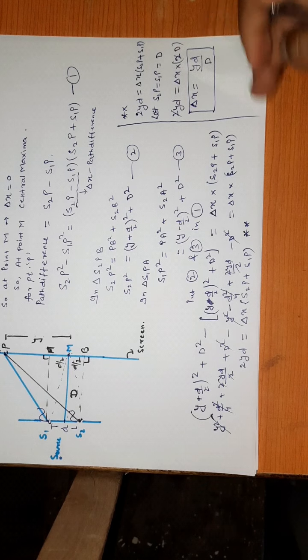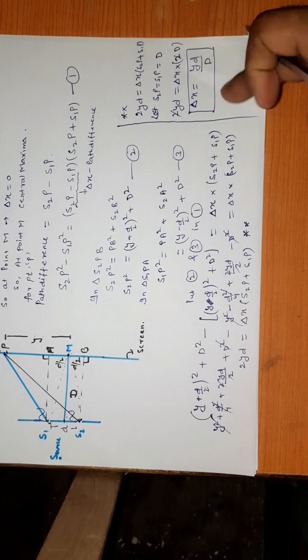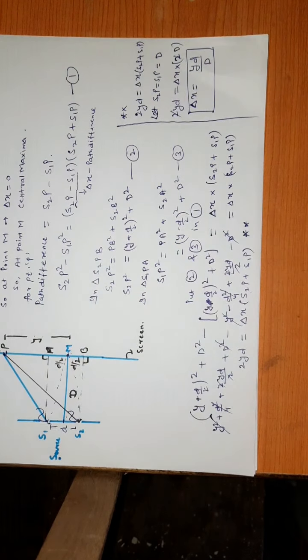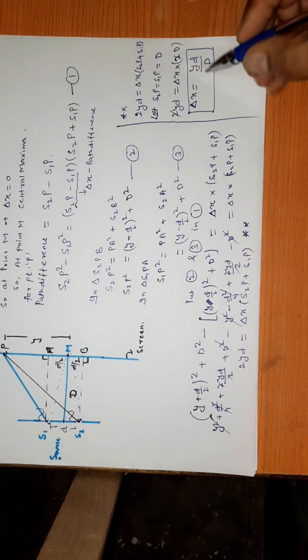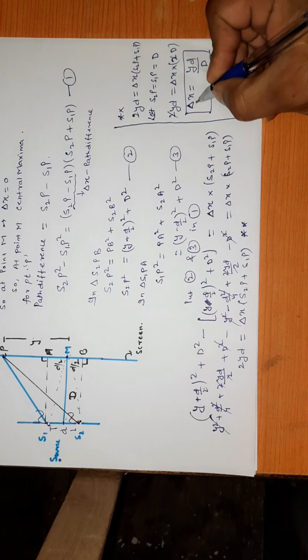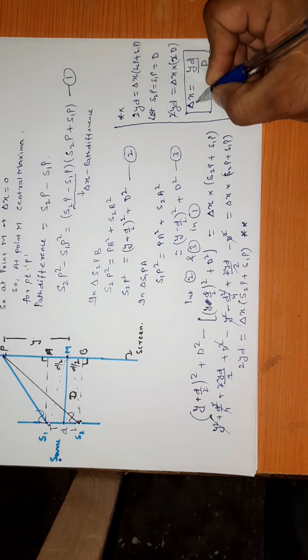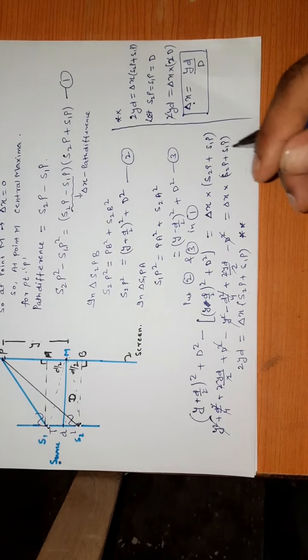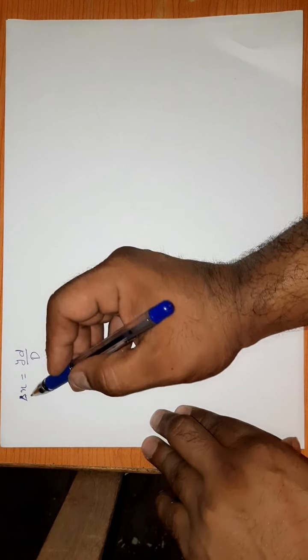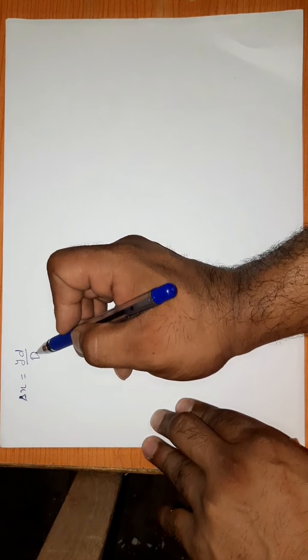Now while substituting the path difference, we have to find out whether the point P is constructive or whether the point P is destructive. For constructive we will put delta x is equal to n lambda, and for destructive we will put delta x is equal to (2n plus 1) upon 2 into lambda. Now we will do it. So we have got the formula delta x is equal to yd upon D.